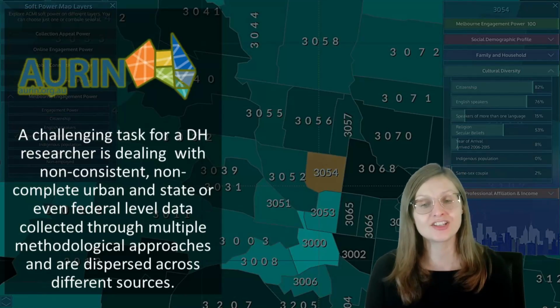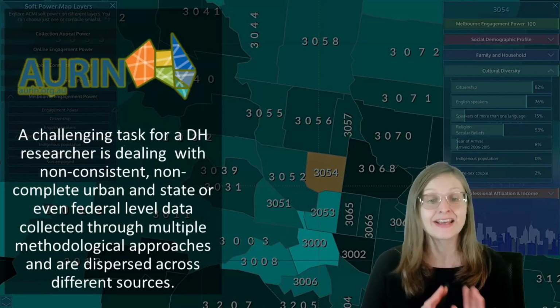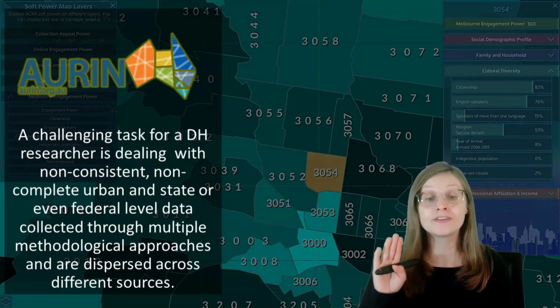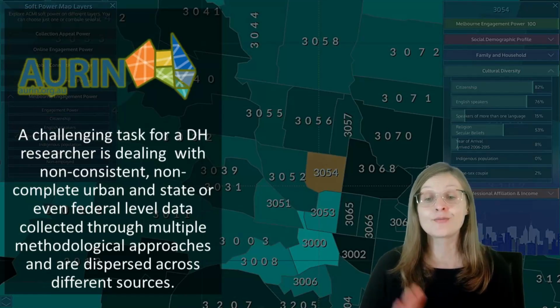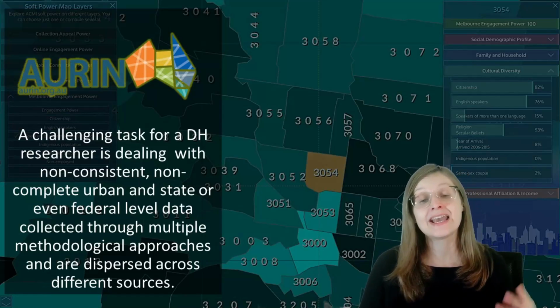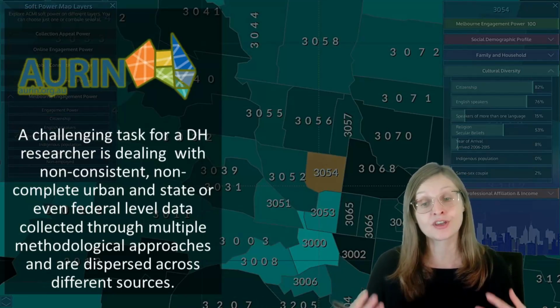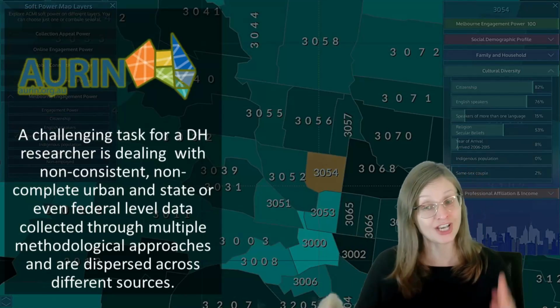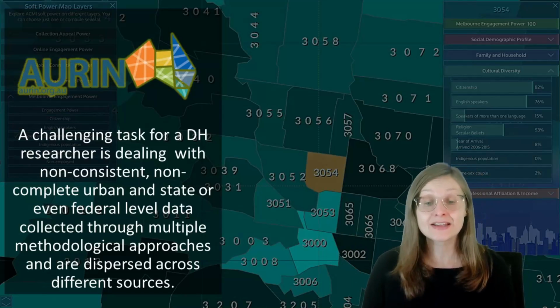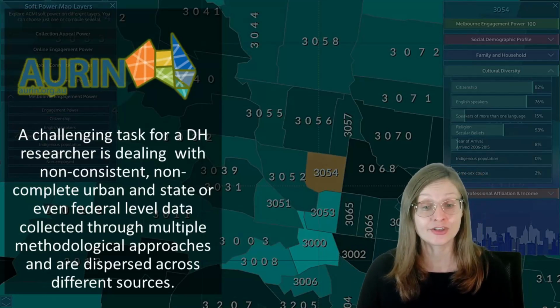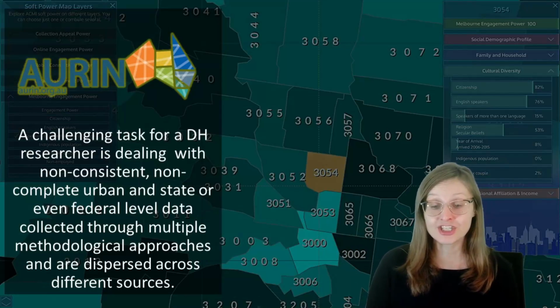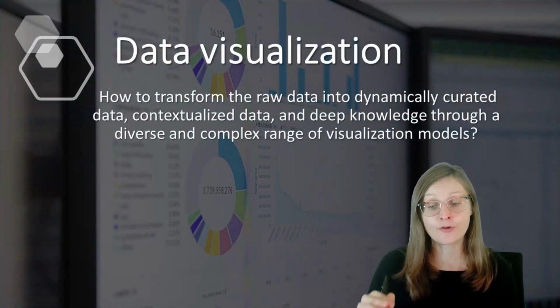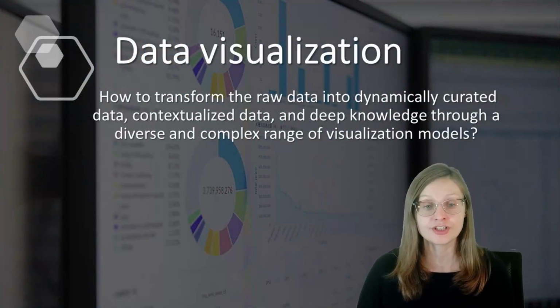This remains a challenging task for researchers who in many cases deal with inconsistent, incomplete urban and state or even federal level data collected through multiple methodological approaches and which are very dispersed across different sources. While the data aggregation stage is a foundation for successful development and implementation of big data digital humanities research, data visualization is crucial to transform a vast amount of different data sets into a platform for knowledge generation.